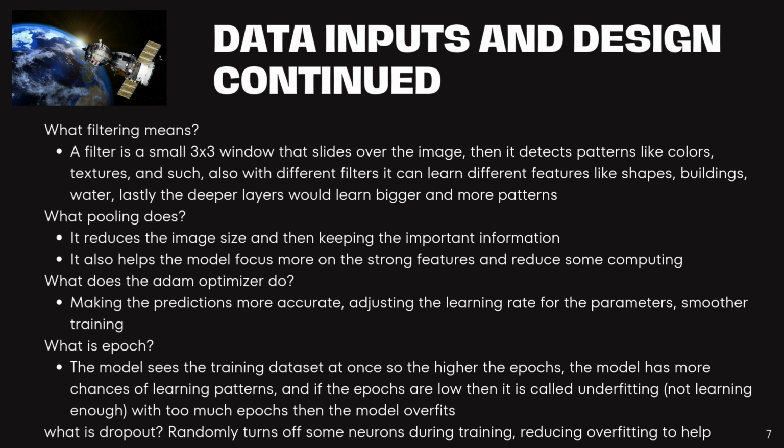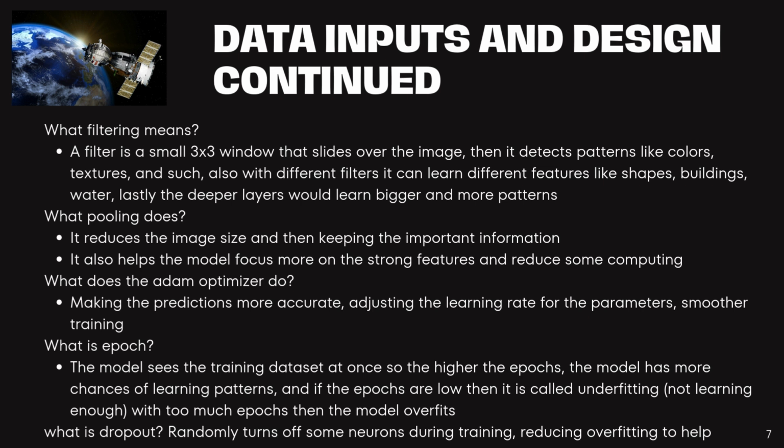and this also reduces the overhead on the learning model. It also helps the model focus more on strong features and reduces some computing on the GPU. And so what does the Adam optimizer do here? Basically it makes the predictions more accurate and adjusts the learning rate for parameters, giving smoother training, and so on.